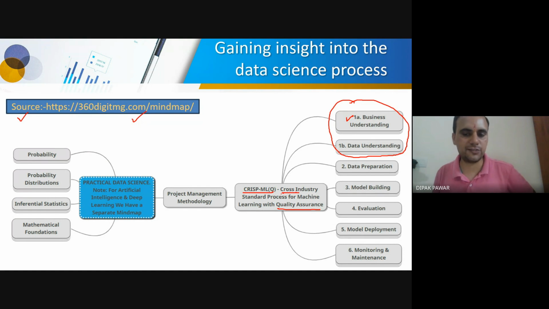CRISP-ML(Q) stands for Cross Industry Standard Process for Machine Learning with Quality Assurance. This cross indicates that we are dealing with a multidisciplinary activity in case of data science. That's why they use the words cross industry standard, and we have the process here, and this process is there for machine learning.